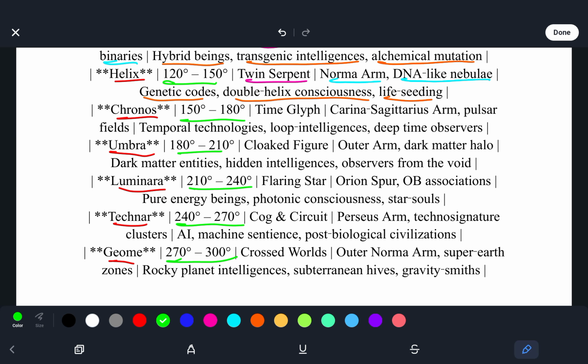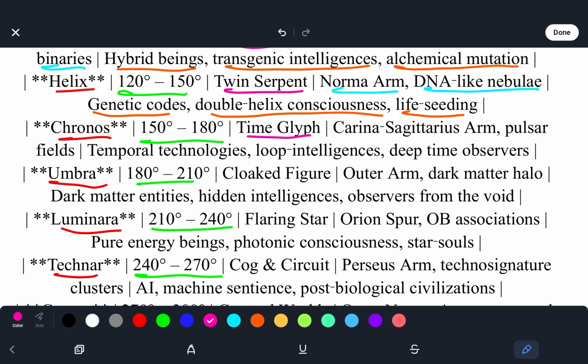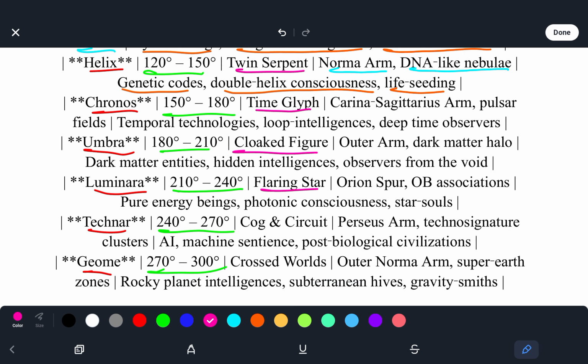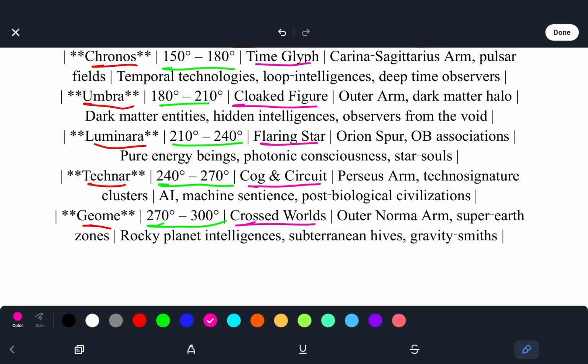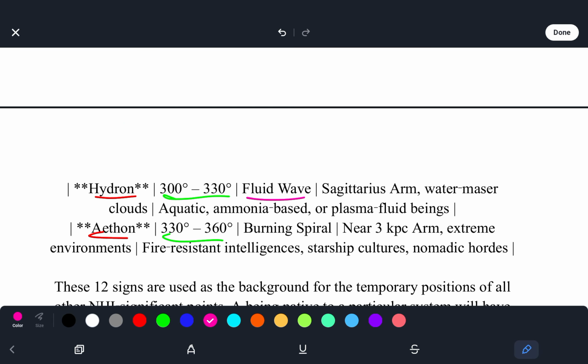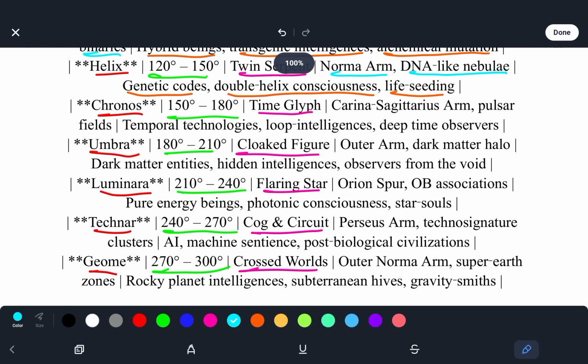So, moving on now, we see our symbol for Chronos is a time glyph, our symbol for Umbra is a cloaked figure, our symbol for Luminera is a flaring star, our symbol for Technar is cog and circuit, our symbol for Geom is crossed worlds, for Hydron, fluid wave, and for Aethon, burning spiral. Now, we're going to keep on going.